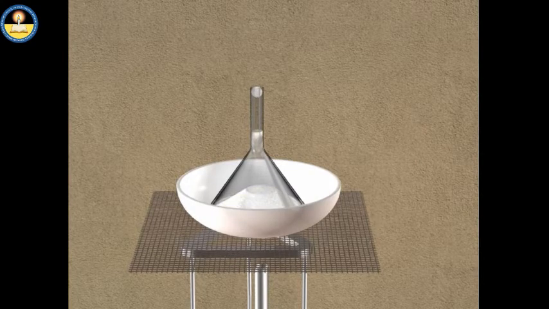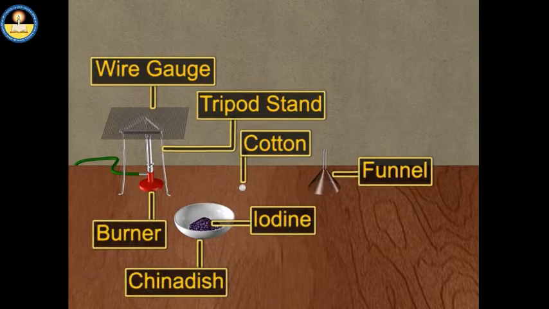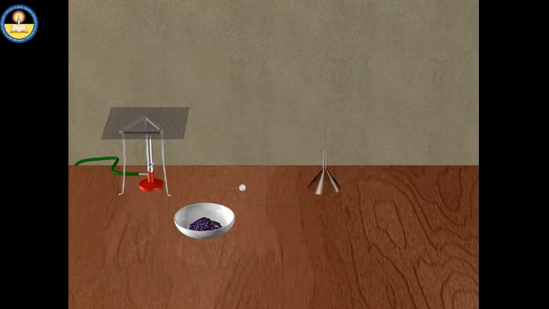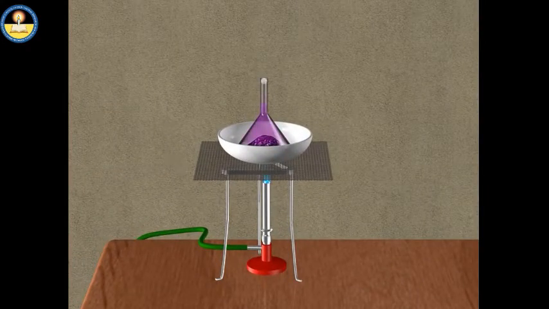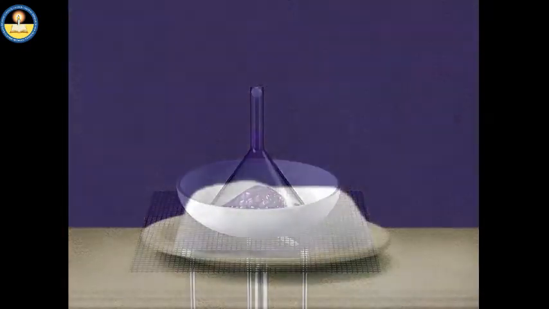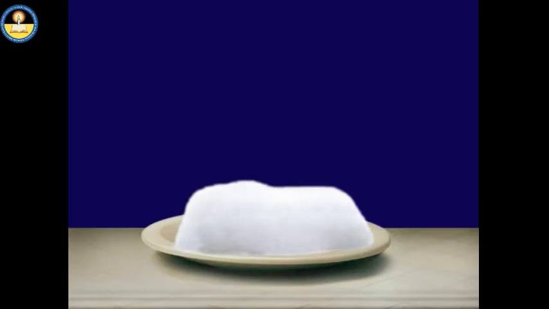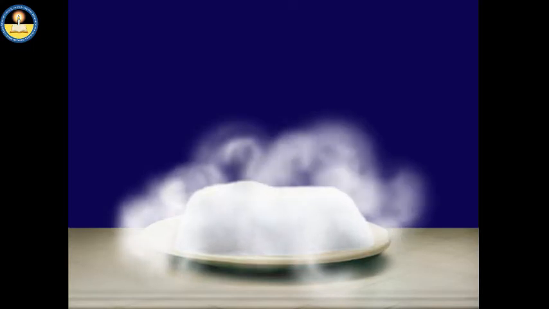How do we define sublimation? Sublimation is a process in which some solid substance gets converted directly into its gaseous state. Iodine, dry ice, that is solid carbon dioxide, are the examples of matter that can sublime.